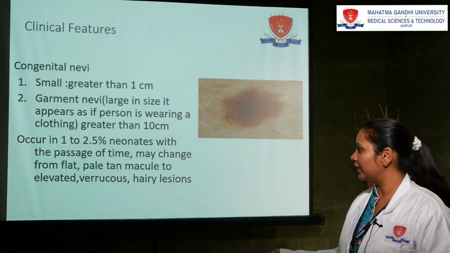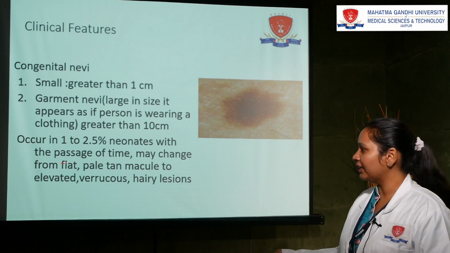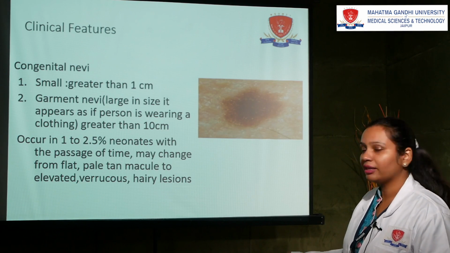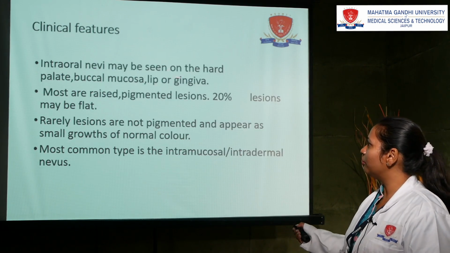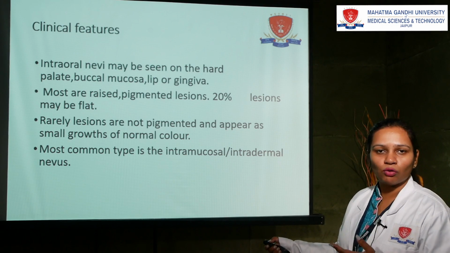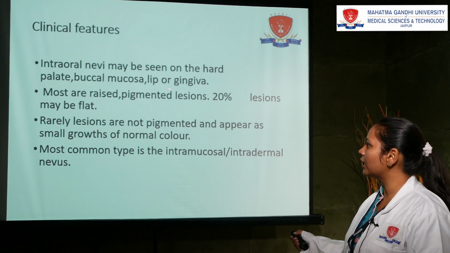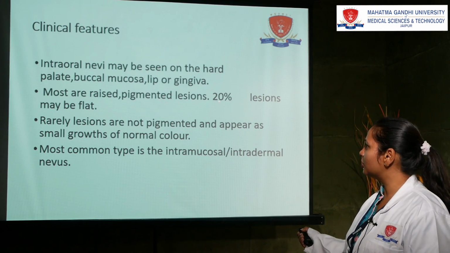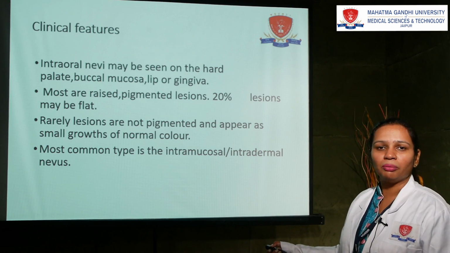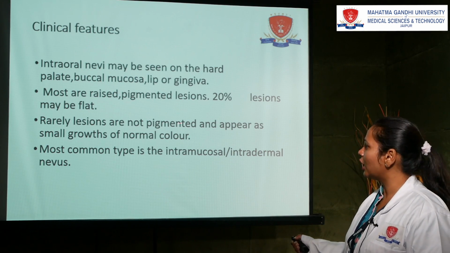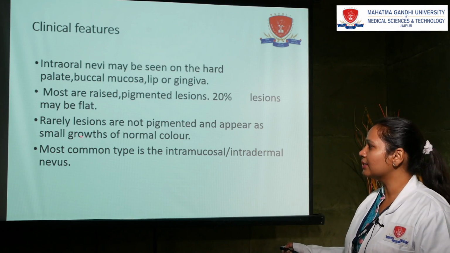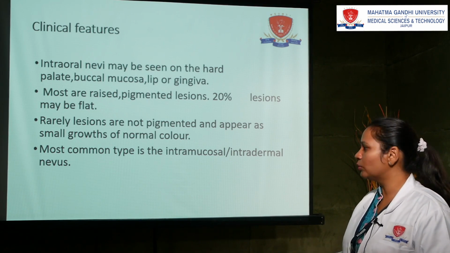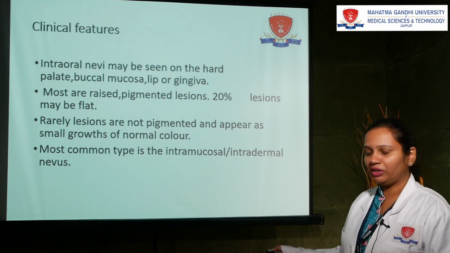This type occurs in 1 to 2.5% of neonates. With the passage of time, it may change from a flat, pale, tan macule to elevated verrucous hairy lesions. Intraoral nevi may be seen on the hard palate, as I have already shown in the picture, buccal mucosa, lip or gingiva. Most are raised pigmented lesions, and 20% of lesions may be flat. Rarely lesions are not pigmented and appear as small growths of normal color. The most common type is the intramucosal or intradermal type of nevi.